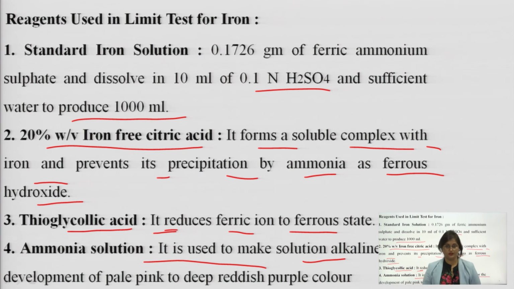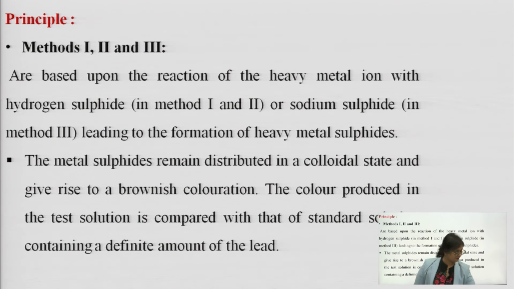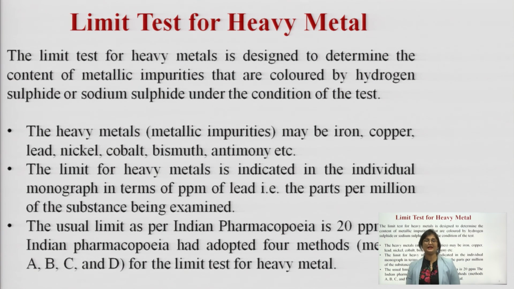Now we move on further towards limit test for heavy metals. Now students, in today's class, we will have a brief overview about the limit test for heavy metals, okay? And in our next class, we will look in depth into it. In today's class, we will try and understand what heavy metals are and what the types of limit tests for heavy metals are. In our next class, we will look into how we perform the limit test for heavy metals, and we will look into each and every type in detail.